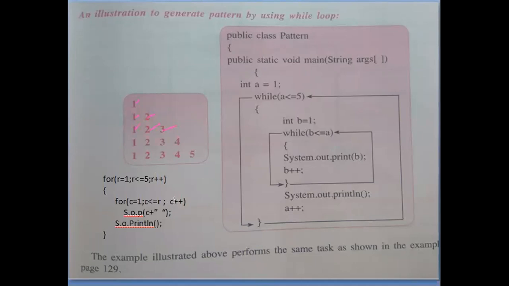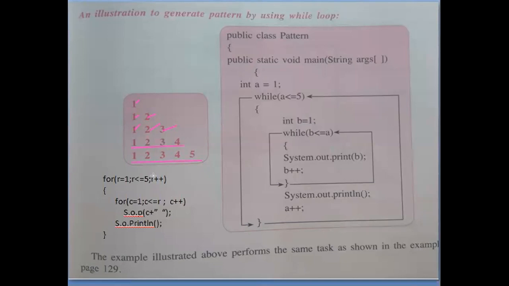Then C becomes 4, the condition is not satisfied. The cursor moves to a new line. My R becomes 4. C starts from 1, goes up to 4. As a result, this entire line is printed. When C becomes 5, the condition is not satisfied. The cursor goes to a new line. R becomes 5. C starts from 1, goes up to 5. So this is printed. When C becomes 6, the condition is not satisfied. The cursor goes to a new line.